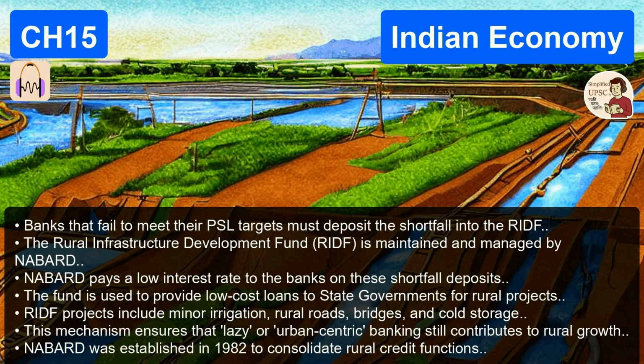The mandate is strict. Domestic scheduled commercial banks and foreign banks with more than 20 branches must lend 40% of their adjusted net bank credit, their ANBC, to these priority sectors. 40% is a massive chunk of the pie. That's almost half their entire lending book. What specific sectors are we talking about here?